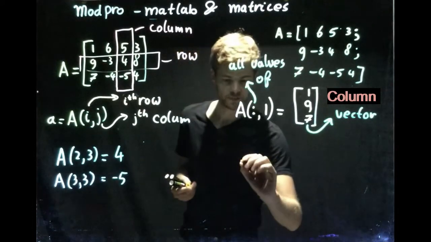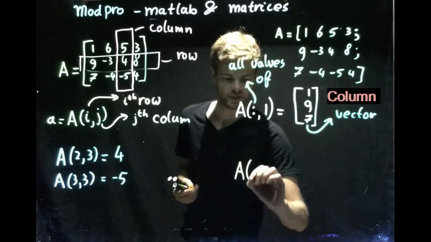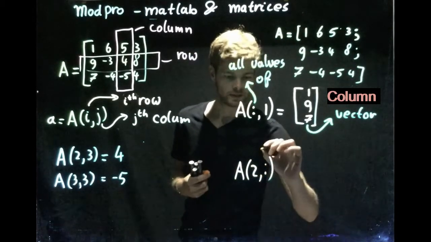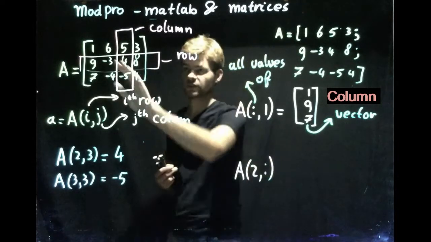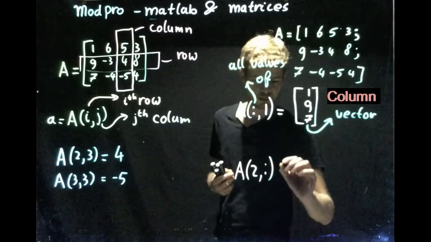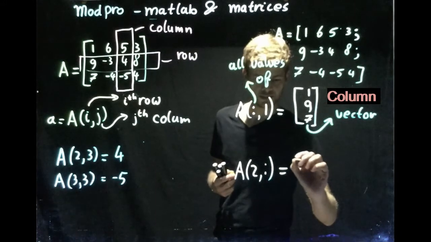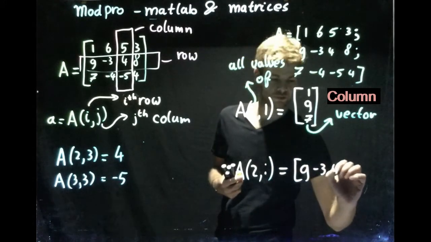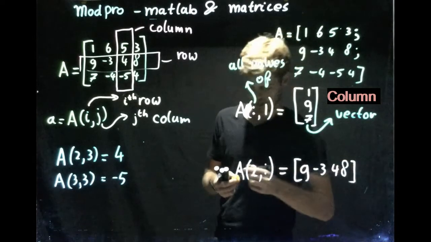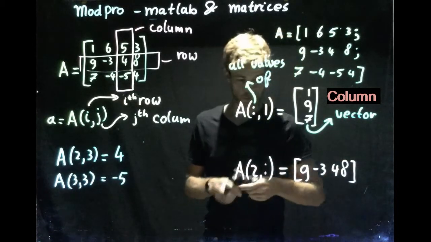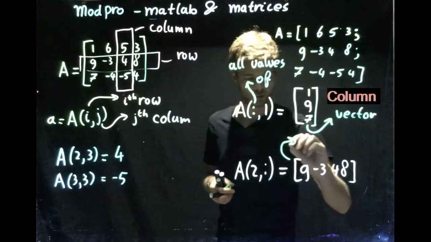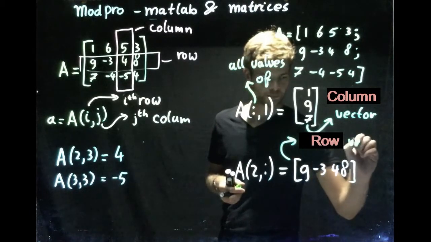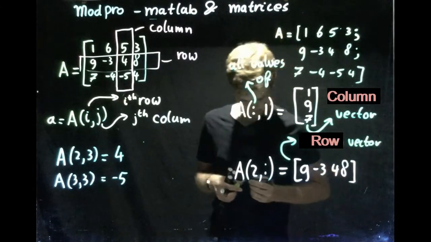So I can request A(2,:) as well. So I request all values of the second row. So that will look like 9, minus 3, 4, and 8. And, well, I hope it won't surprise you, but we call this a column vector.